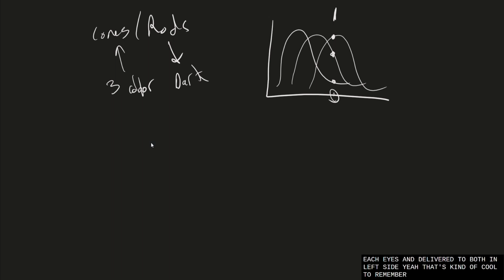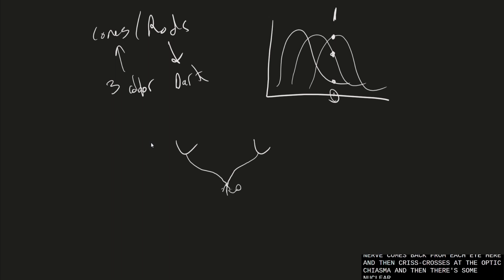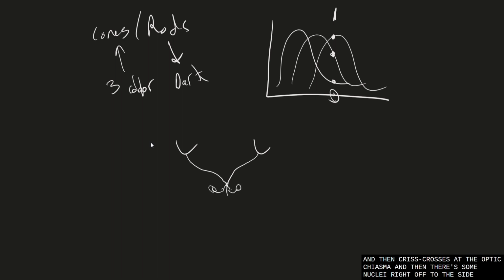So remember, for vision, if these are the 2 eyes, back here, this optic nerve comes back from each eye here, and then crisscrosses at that optic chiasm. And then there's some nuclei right off to the side here that actually can summate those signals and send that information back out to the other eye, so they can react through those oculomotor nerves and so forth.